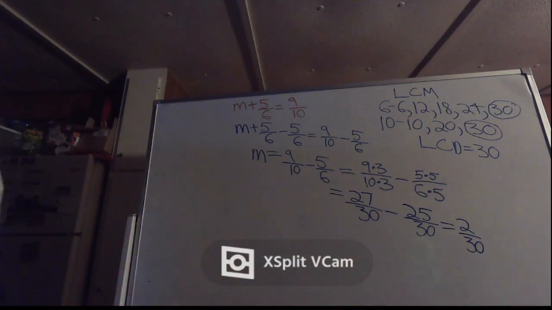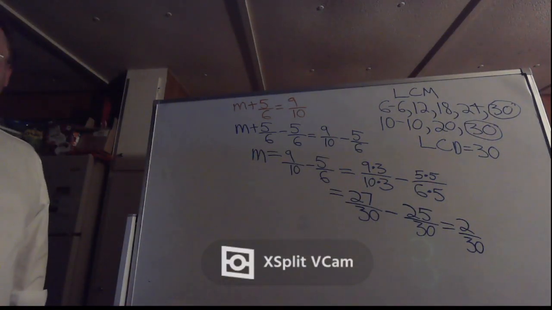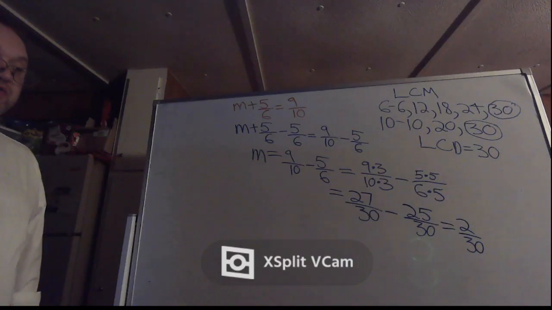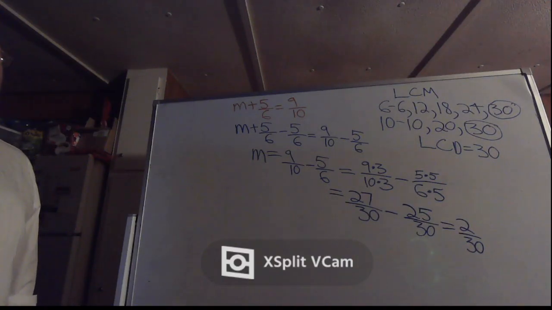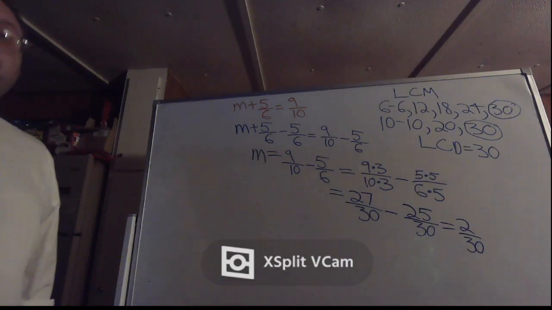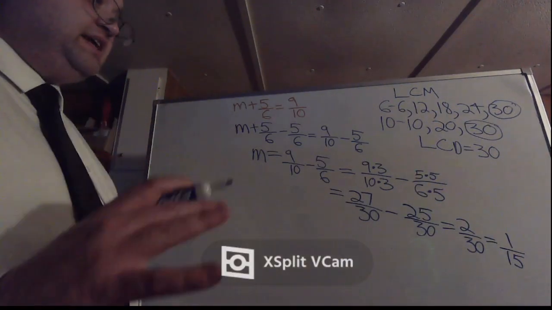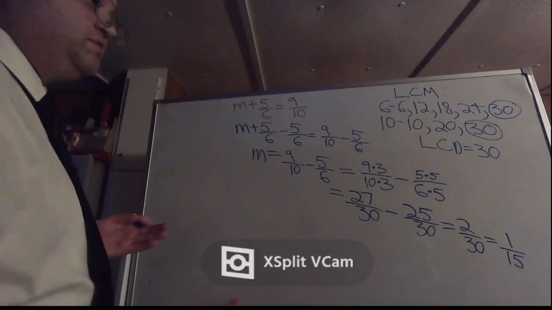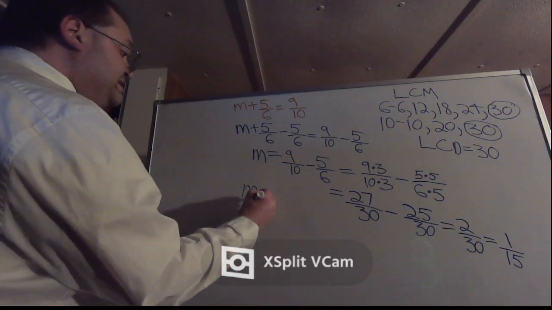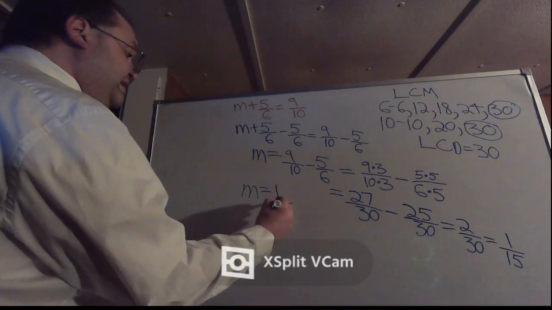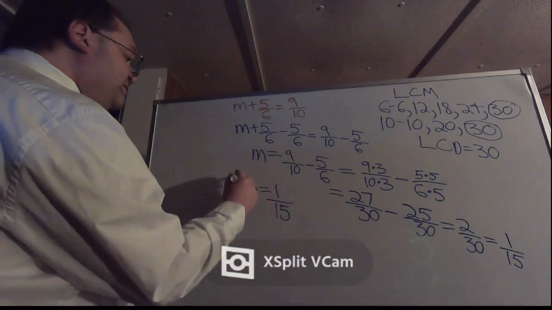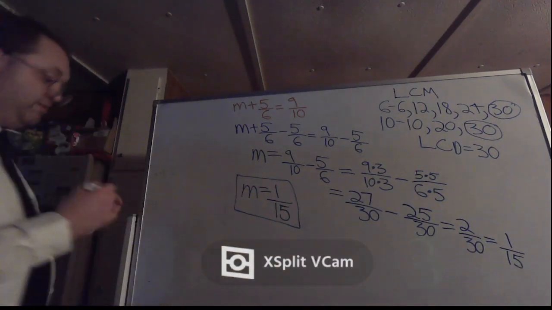But we see 2 is a factor of 2 and of 30. So that means we can divide both the numerator and denominator by 2. If you divide 2 by 2, you get 1. If you divide 30 by 2, you get 15. So now that you have 1/15, you can't reduce it any further. So you've got your final answer. That means m has to equal 1/15. And that's how you would write your answer.